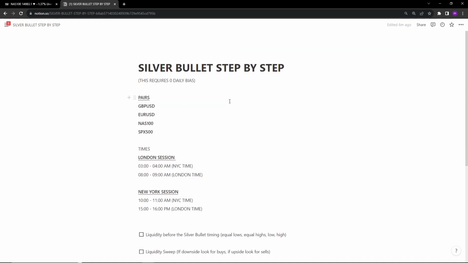Now, the first thing to note is this strategy requires zero daily bias. You don't need to look at a previous market structure in regards to the trend if it's bullish or bearish. It requires zero daily bias.